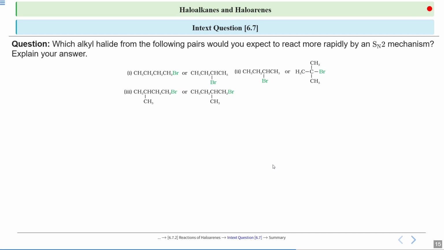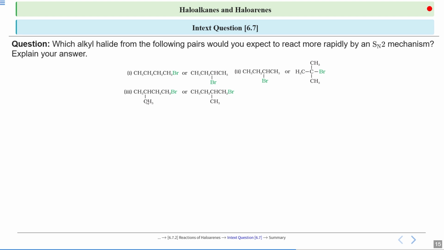Okay, let's see an in-text question. In-text question 6.7. The question is, which alkyl halide from the following pairs would you expect to react more rapidly by an SN2 mechanism? Explain your answer. So you have been given first, second, and third alkyl halide pairs. Okay, the first is bromobutane, and this is isobromobutane. The second is 2-bromo-2-methyl propane. Third is, you can say, bromo.